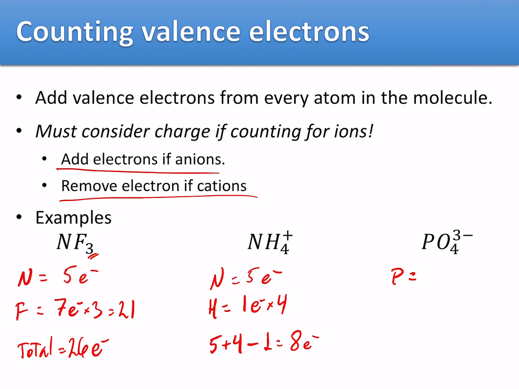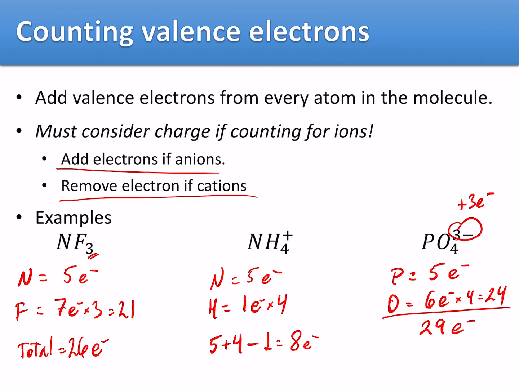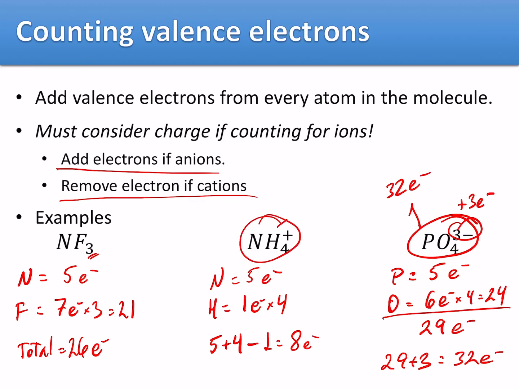Now the phosphate ion. We have phosphorus, which has 5 valence electrons. Oxygen has 6 valence electrons, but you have 4, that's 24. If you add those together, that is 29 valence electrons. But the ion has a 3 minus charge, so it's plus 3 electrons: 29 plus 3, 32 valence electrons. The phosphate ion has 32 valence electrons, the ammonium ion has 8, and the nitrogen trifluoride molecule has 26.